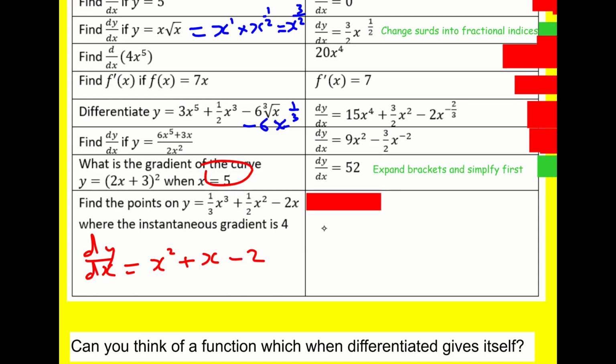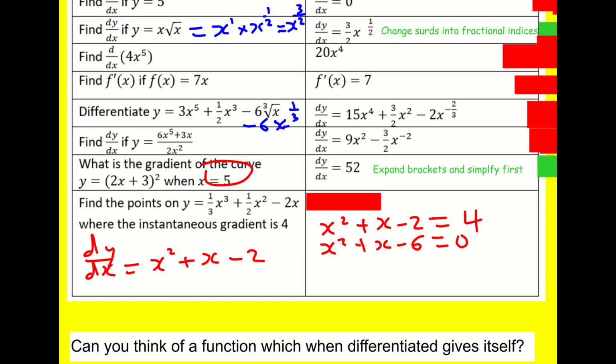So what I want to then do is set this. I don't need to write dy by dx anymore, actually. I'm interested in the values of x where the gradient is 4. So it's going to be x squared plus x minus 2 equal to 4. And guess what? Quadratics are back. I form a quadratic. I just need to solve this. X squared plus x minus 6 equals 0. Remember, we always set it equal to 0.